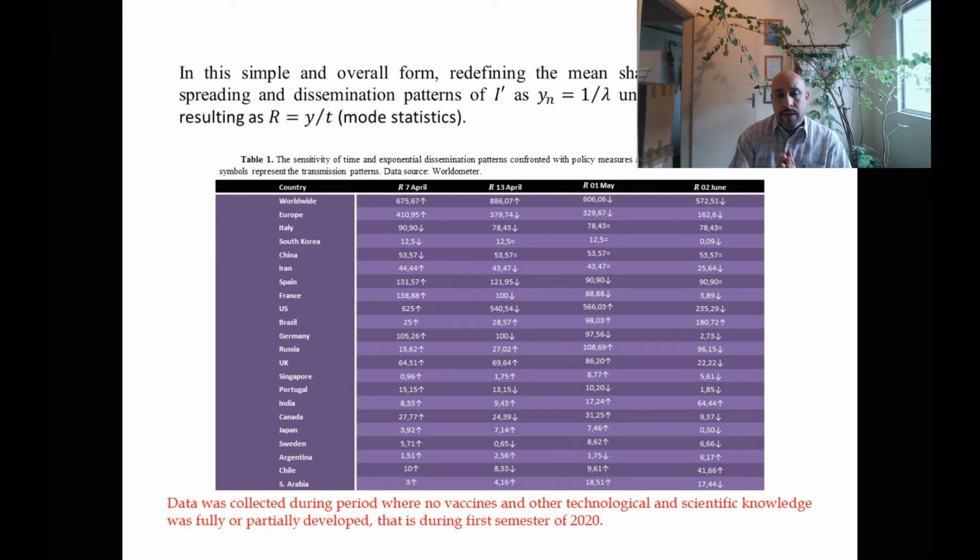And one important aspect of this research, and mainly the sample collected, which is from the year 2020, is that the data collected during this period, as I spoke before, had no vaccines and no other technological scientific knowledge. It was all partially or not fully developed. And here, continuing the first example analysis, if you get 13 April to 1st May, you have 19 days of predictive analysis where policies were modified. And when policies were modified, you already have the numerical indicator showing the difference of infectivity behavior.